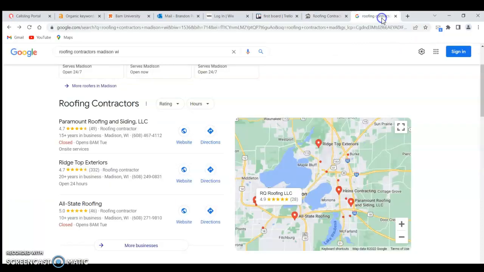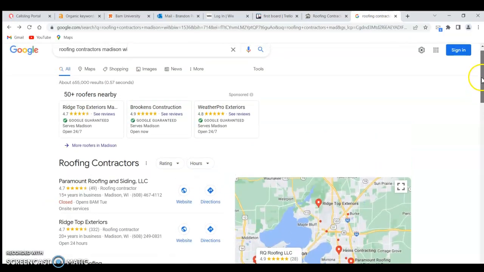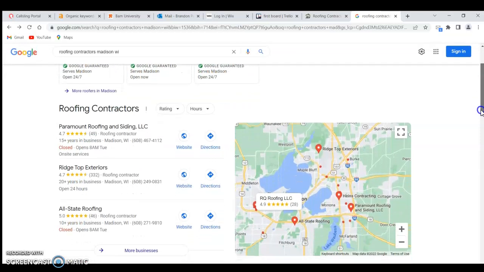The second thing we want to look at is when we do a Google search of roofing contractors in Madison, ultimately we want to be up on one of these top three spots in what we call the map pack. The way we get there is it's a combination of all the things I'm talking about, but citations is what's going to lead you there.